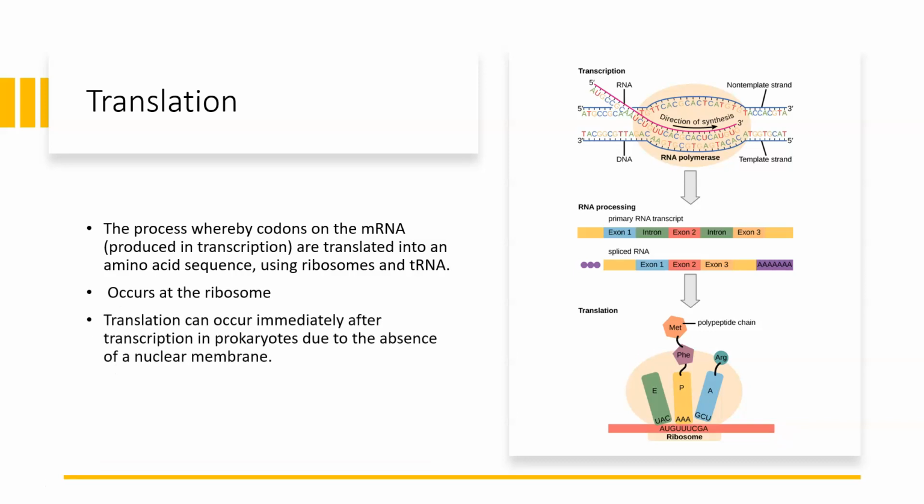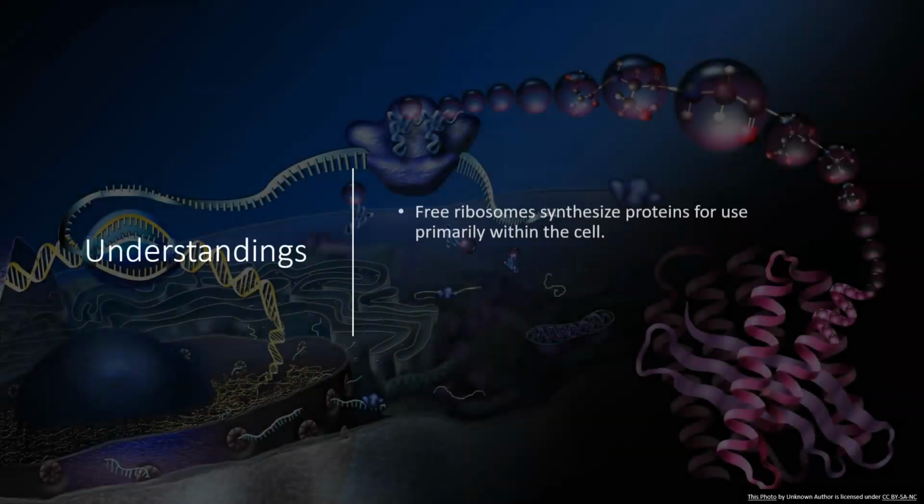Translation can only occur immediately after transcription in prokaryotes due to the absence of a nuclear membrane. So because it doesn't have to get out of that membrane, translation occurs immediately after transcription. Whereas in our eukaryotes, we've got to get the mRNA out of the nuclear pore, out into the cytoplasm, and find a ribosome. So it takes a little more time in eukaryotes.